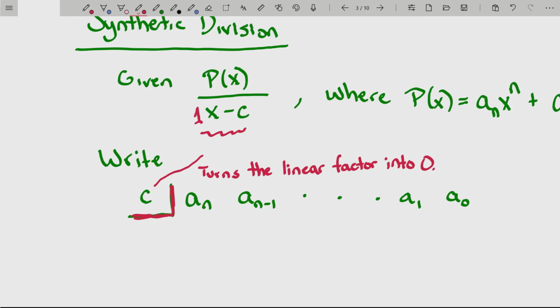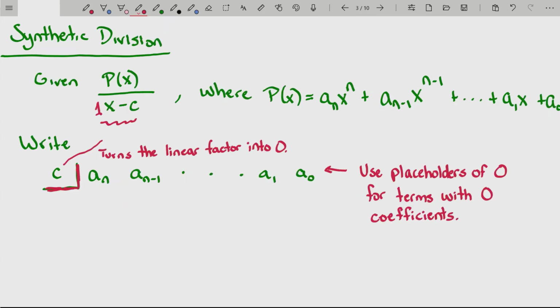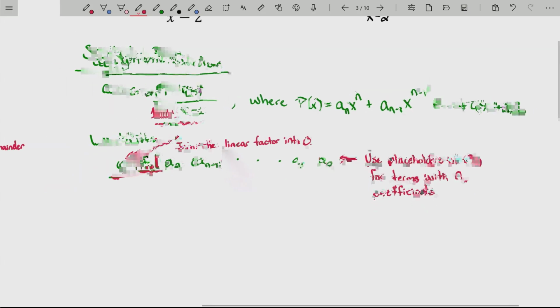So that's what turns that linear factor into 0. Anyhow, you write that as the first element in this row, bracket it off so it's visually separated, that's all. And then you write the coefficients of your polynomial. And by the way, if your polynomial has some missing powers, like our first example did, where I think the x to the 4th term was missing, you need zeros, you need placeholders. And I have written that off to the side there so that you know. All right. Now the next thing, actually let's not do the next thing. Let's go ahead and start with that and see what happens.